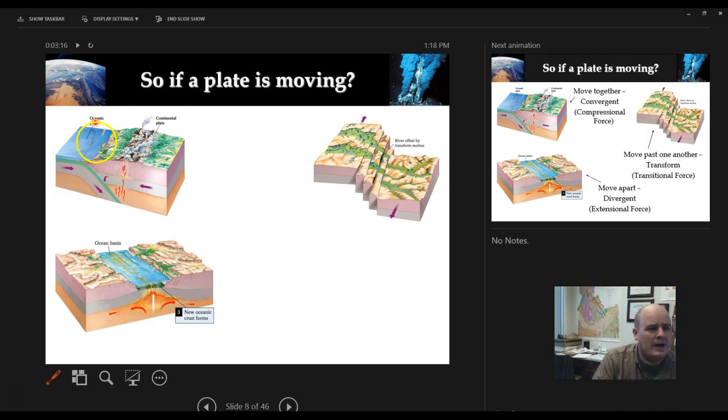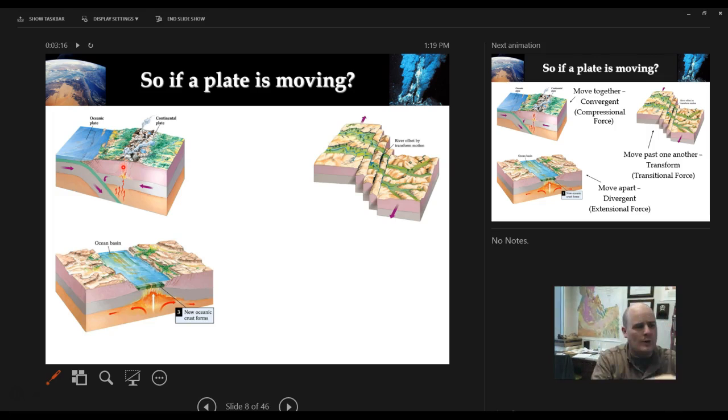Another one might be like this. Instead of moving past one another, they might be moving towards one another. That would be converging. Con meaning with, and converge together, so it's coming together in a sense. In this case, you have two plates, and the oceanic plate is denser. It's made of mafic materials, which are denser, and continental materials are less dense. So the mafic material will go down beneath the felsic material.